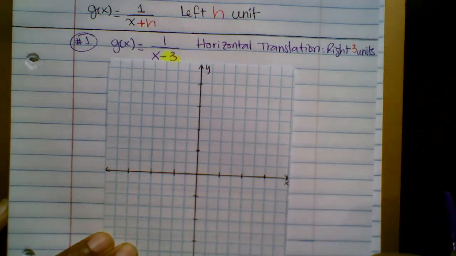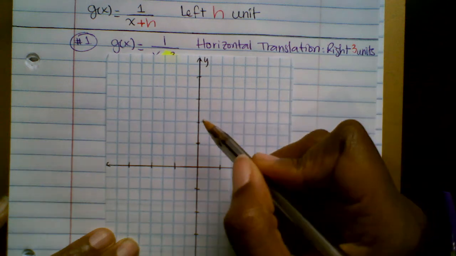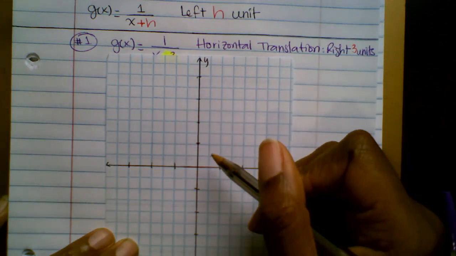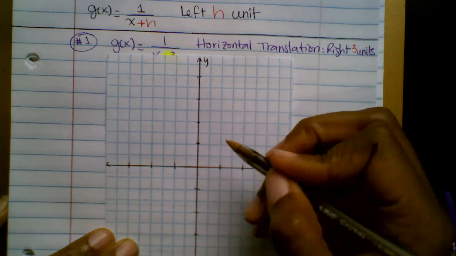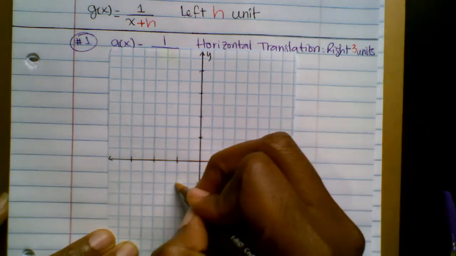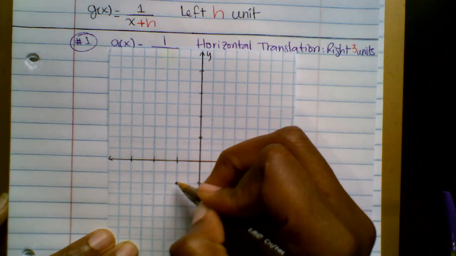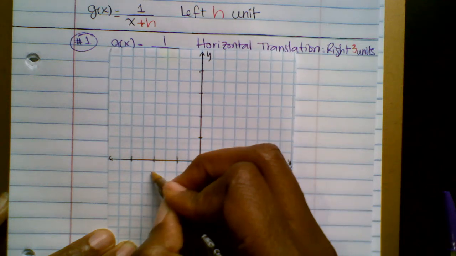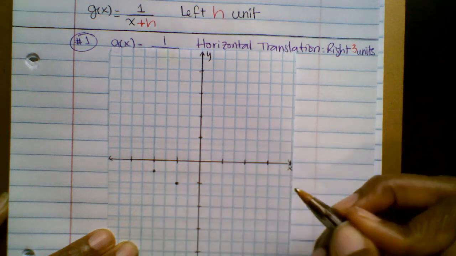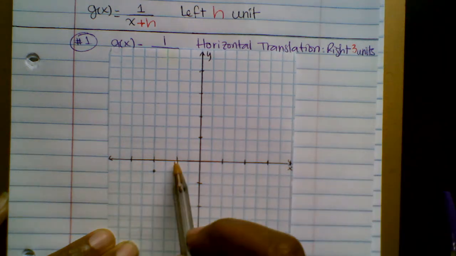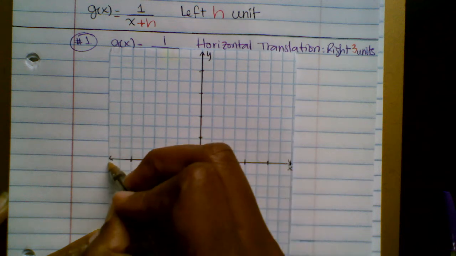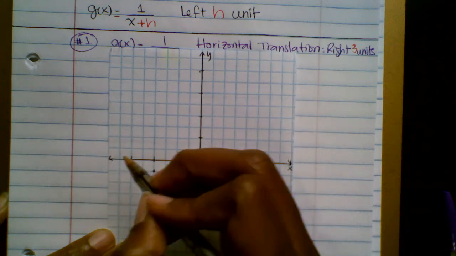First you have to graph the parent function. Let me use the black ink to graph the parent function, f of x equal to 1 over x. I'm going to use the ordered pair -1, -1 right here. Then -2, -0.5, which is right here. Then skip -3, and -4, -0.25 should be right here.